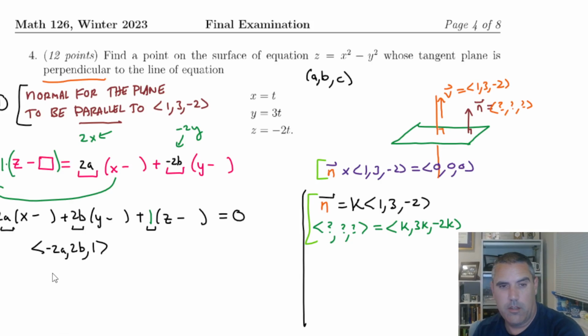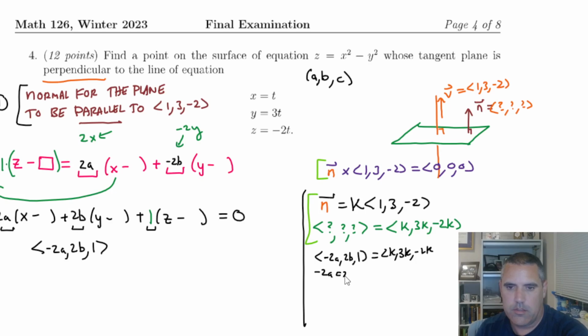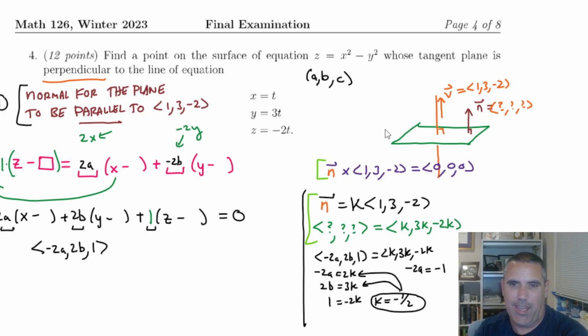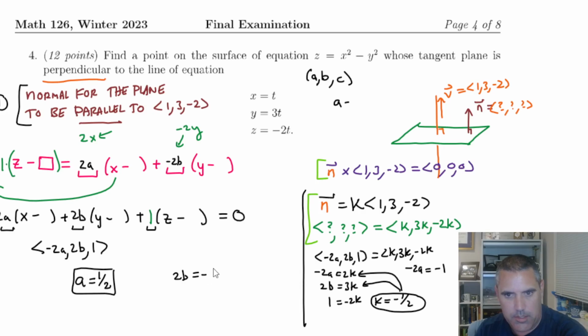This is the normal vector at any point on the surface, and now I can insert that here. So I have -2a, 2b, 1 equals k, 3k, -2k. So -2a is k, 2b is 3k, 1 is -2k. That means k is -1/2, and we can plug that in to find a and b. What happens? You get -2a is -1, so a has to be 1/2. And you plug this in, you get 2b has to be -3/2, divided by 2. You get b has to be -3/4.